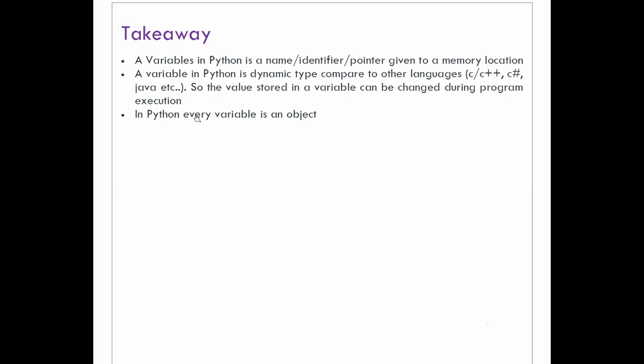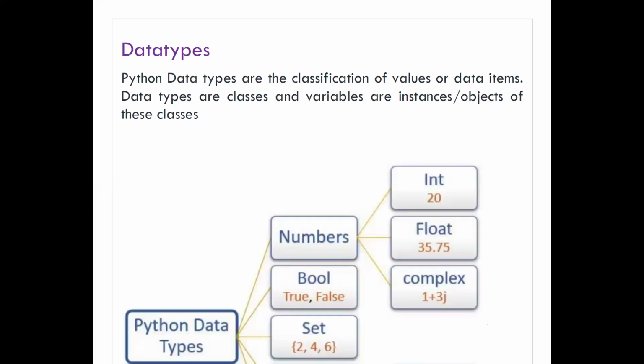So we have learned, in Python, a variable is used to store any value and used as a name identifier pointer to a memory location. A variable in Python is a dynamic type. And in Python, as I just told a couple of times, all the variables in Python are objects. Why they are objects, you'll get to know slowly. The next session, we will see data types.